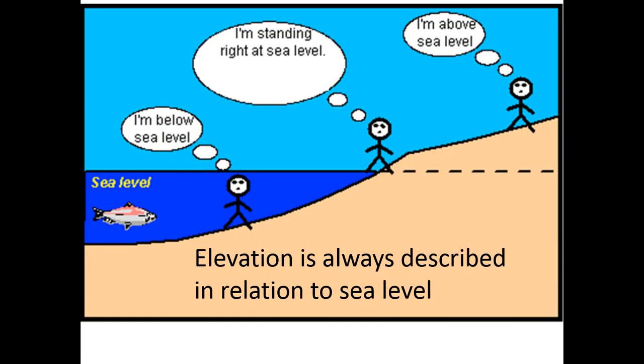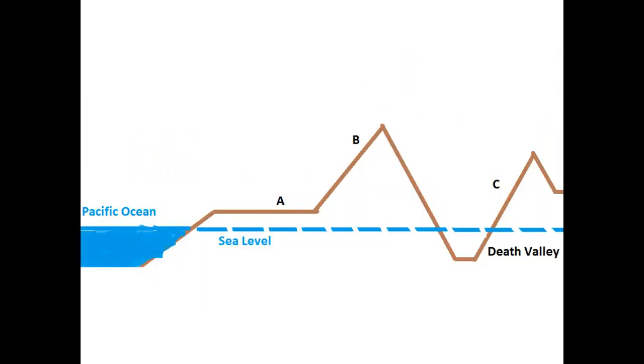So, elevation is always described relative to sea level. You can be at sea level. That'd be like being at the beach and standing right there where the waves are coming in. You move uphill, you're obviously above sea level, and you can actually be below sea level. And you don't have to be underwater to be under sea level.